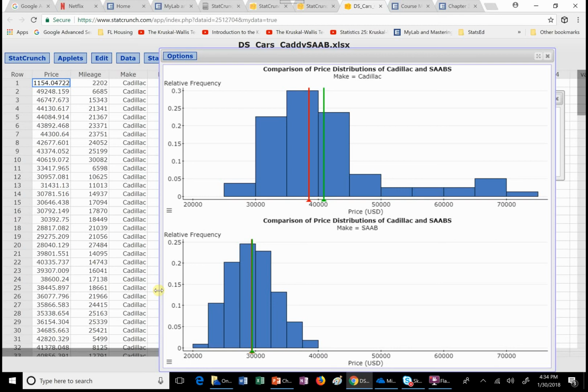Your boss comes to you and says, "Hey, you looked at that Saab Cadillac data. What did it look like? How do we describe the Cadillac distribution?" What else do we want to report? So we want to report the skew, right? So we say it's right skewed. What else do we want to report?